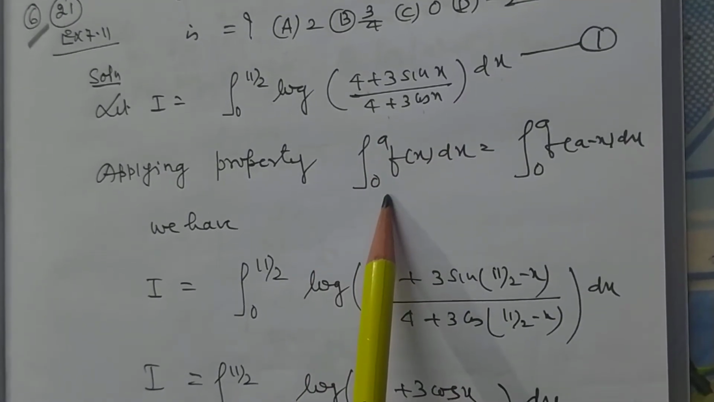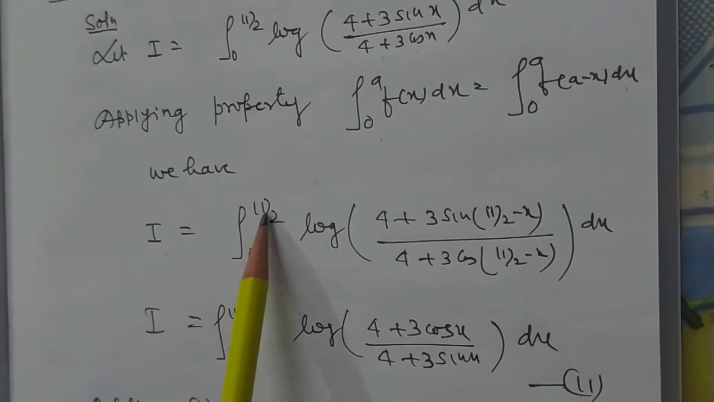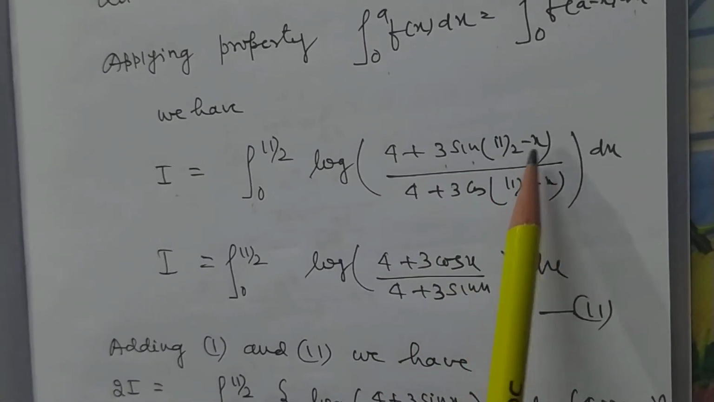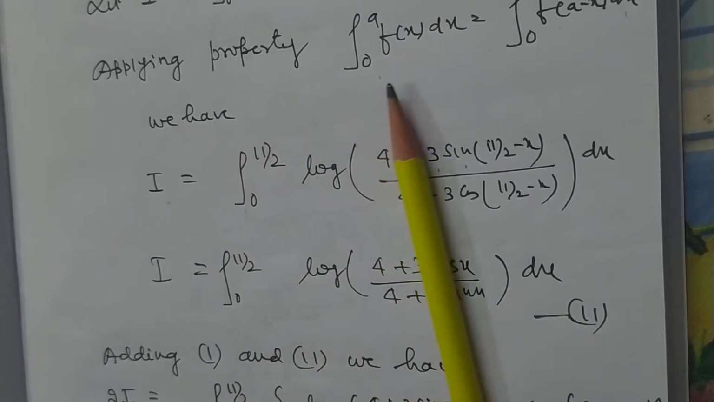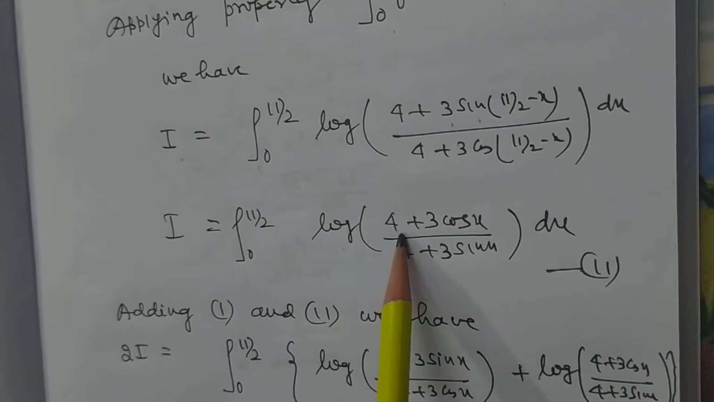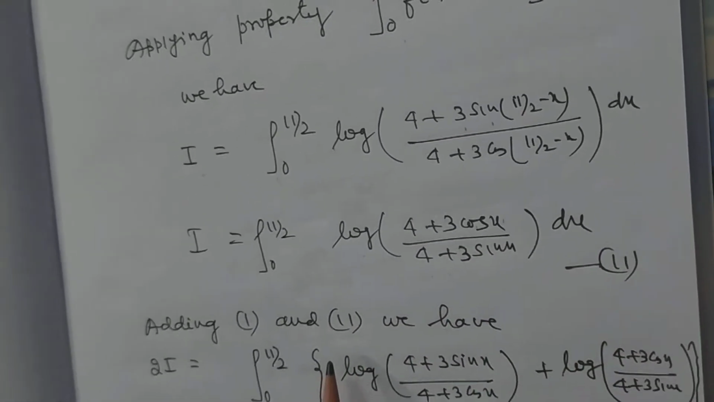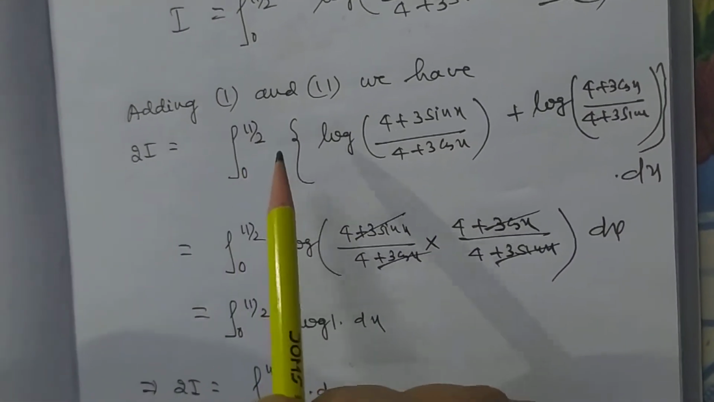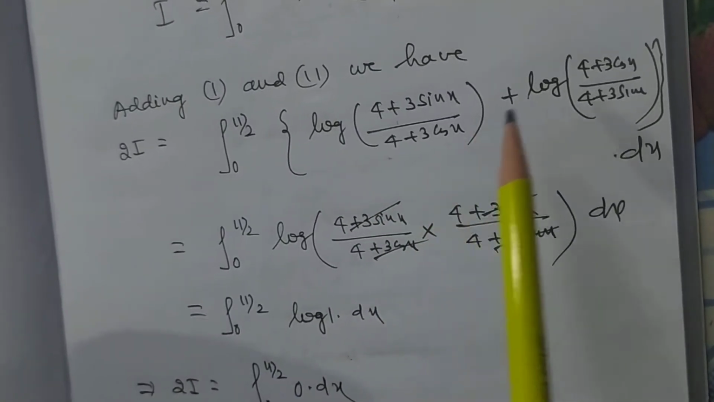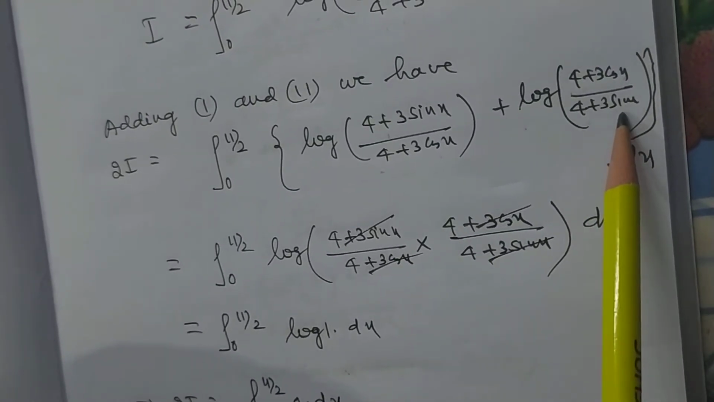We apply the formula: the integral from 0 to a of f(x) dx is equal to the integral from 0 to a of f(a minus x) dx. Now I is equal to the integral from 0 to pi by 2 of log within the bracket 4 plus 3 sin (pi by 2 minus x) divided by 4 plus 3 cos (pi by 2 minus x). And after simplification it will be the integral from 0 to pi by 2 of log (4 plus 3 cos x) divided by (4 plus 3 sin x). Adding first and second we have 2I is equal to the integral from 0 to pi by 2 of log (4 plus 3 sin x) divided by (4 plus 3 cos x) plus log (4 plus 3 cos x) divided by (4 plus 3 sin x).